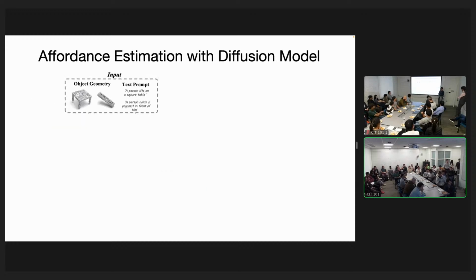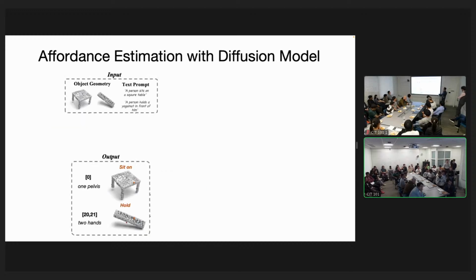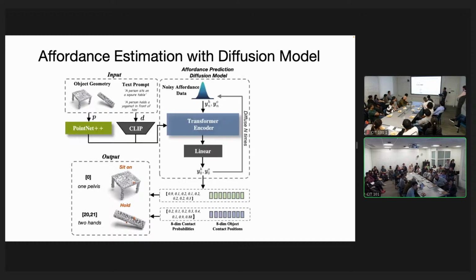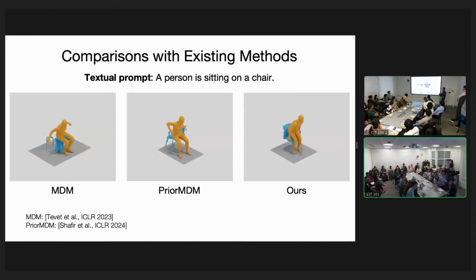So what we did was to use a diffusion model that takes the text prompt and the 3D geometry of the object, or point cloud, and produces three types of output. First of all, contact points on the object surface, contact points on the human body, and whether the object is static or not. For the sake of time, I'll skip the rest and go straight to the results. I'm happy to talk about the technical details.